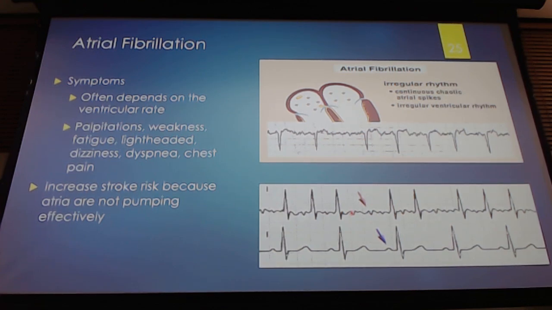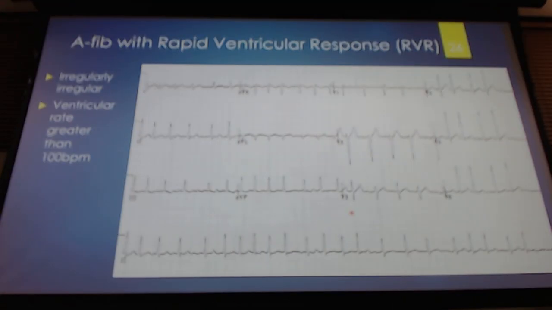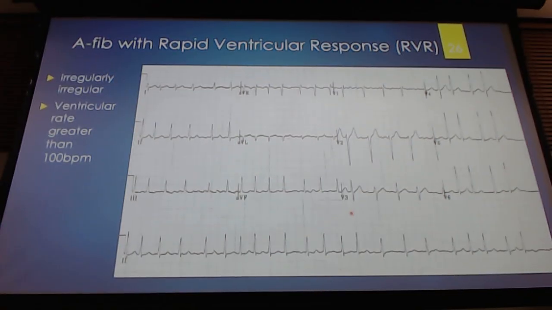So if you don't have clear P waves and you have this irregular narrow complex tachycardia, that is atrial fibrillation. This is an example of atrial fibrillation. And we call this atrial fibrillation with rapid ventricular response, which is what puts these patients into this tachycardia as well. So the rapid ventricular response, meaning our ventricular rate is greater than 100.